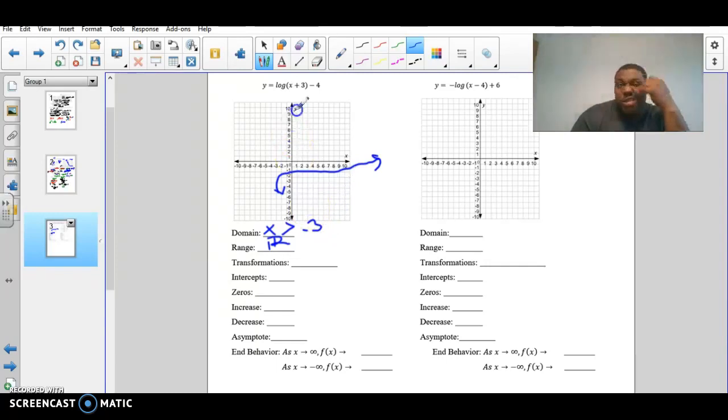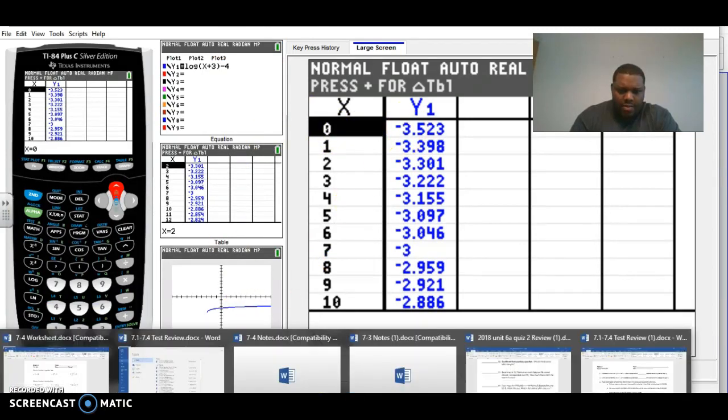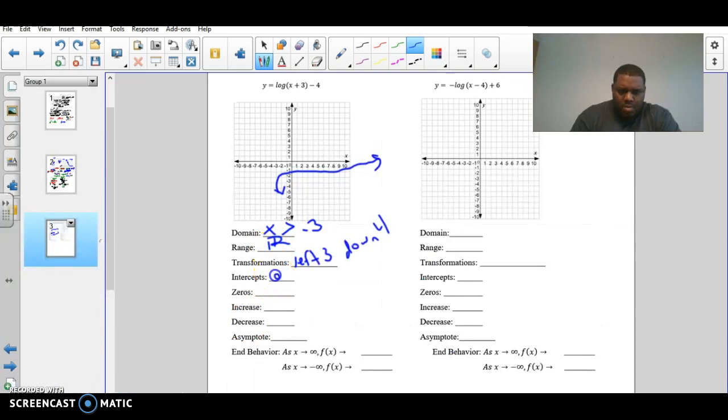For the transformation, this +3 is directly on the x, guys. Remember, you've got to go left 3 there. And the -4 outside the parentheses tells us down 4. Our intercept: if you go to your table, we can see our y-intercept, (0, -3.5). We can't see our x-intercept, nor can we see the zeros, guys. So that's a scratch right now.